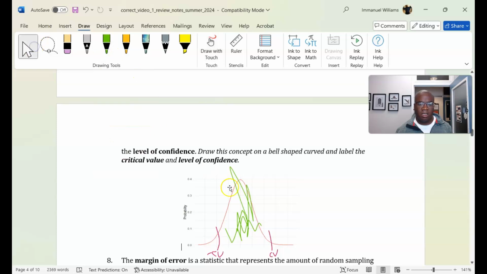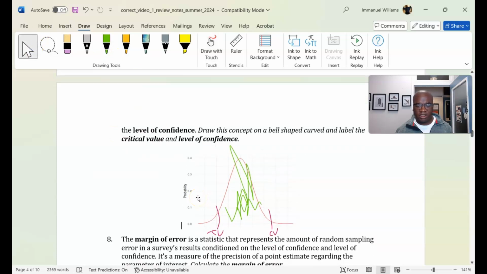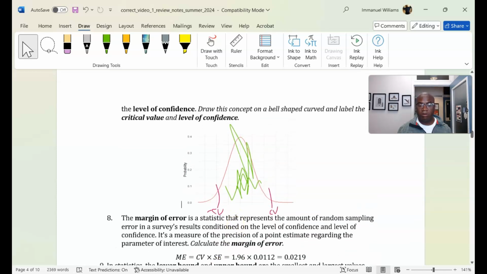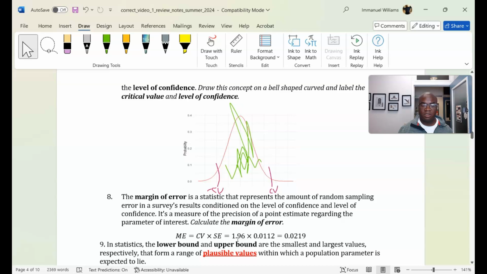So that's that. The margin of error is a statistic that represents the amount of random sampling error in the survey results, conditional on the level of confidence. So at the end of the day, it's just your critical value times your standard error. And that's how we would find it, okay? That just measures the amount of error that we should expect when it comes to random sampling, okay? So that's why we multiply our critical value times our standard error, and we get 0.0219.